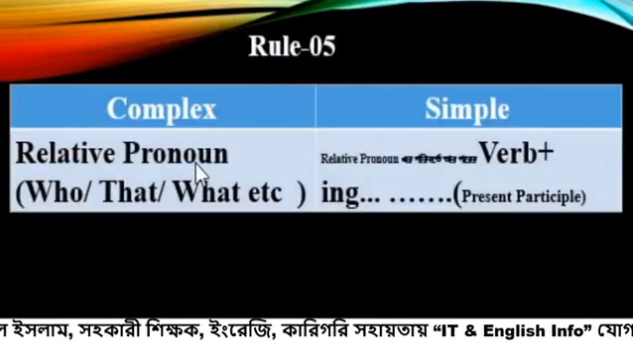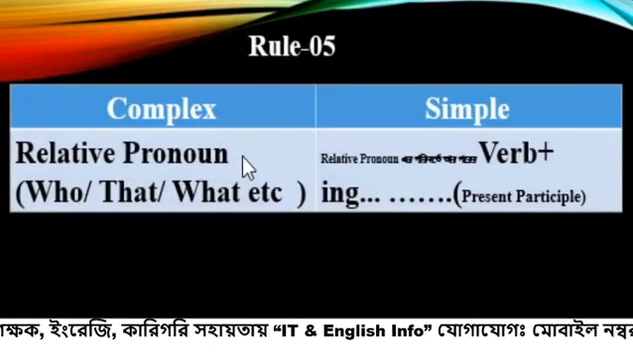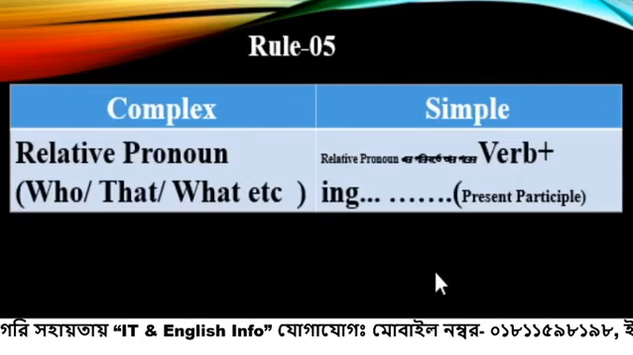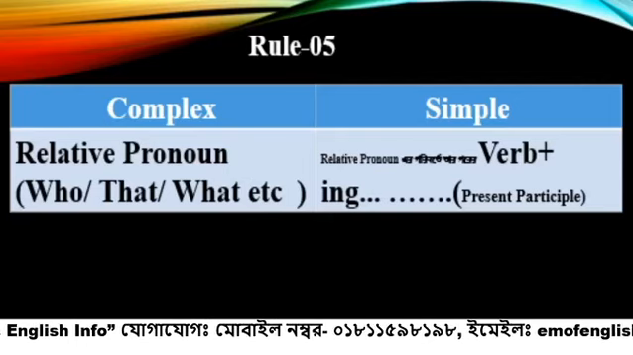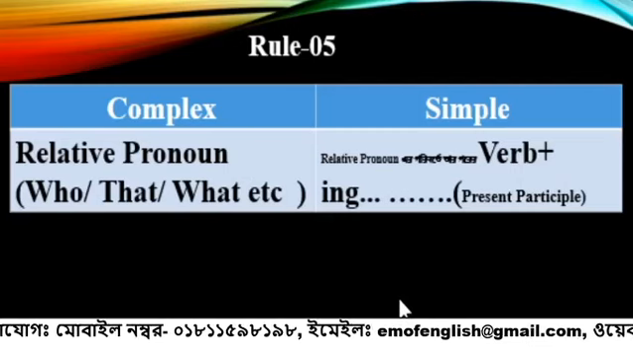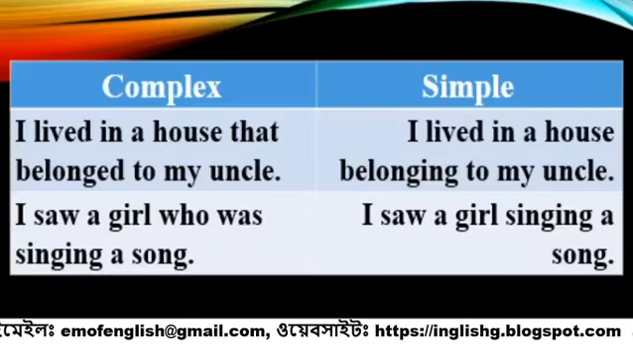Let's see what the rule is. If in a complex sentence a relative pronoun is used, then in the simple sentence, instead of the relative pronoun, the verb will be a present participle. The verb will be a present participle. Let's see the example again. Which one is the relative pronoun? Here. That is the relative pronoun.